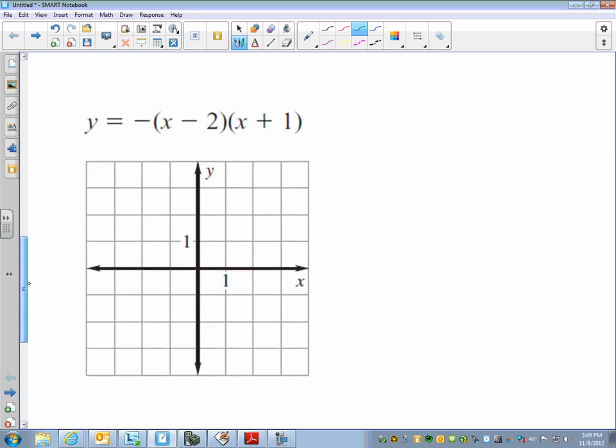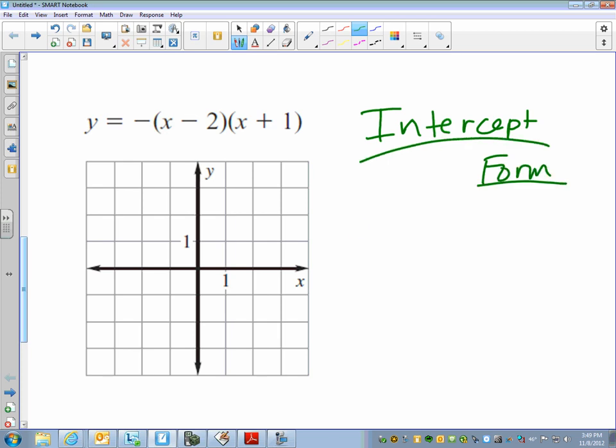Next one, last one. Again, think to yourself, what is this called? Because the name will help you think of what to do. It's intercept form. How do we know? That's right, I know you're saying it out loud. We know because of two parentheses. Intercept form, two parentheses. What do we do with that? We plot these two. These are intercepts, so we do the opposite of the inside of the parentheses. So positive 2, negative 1.